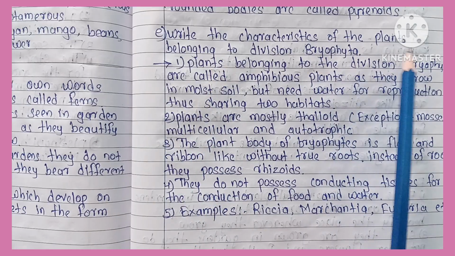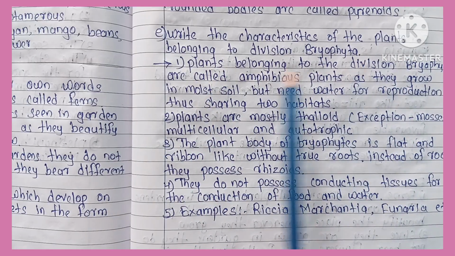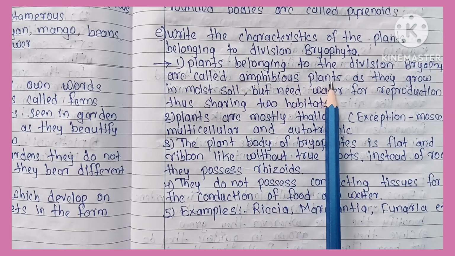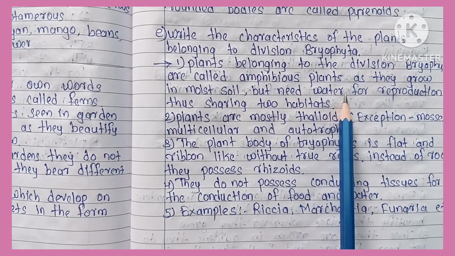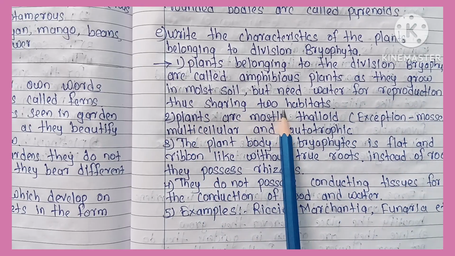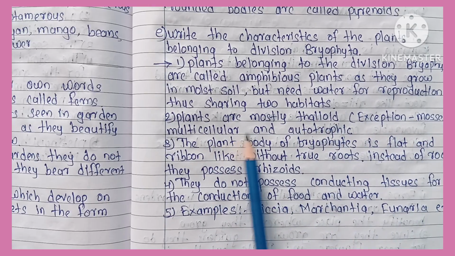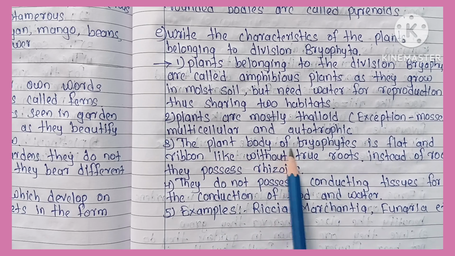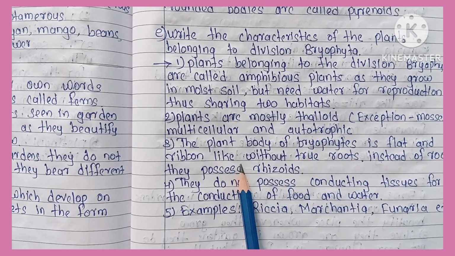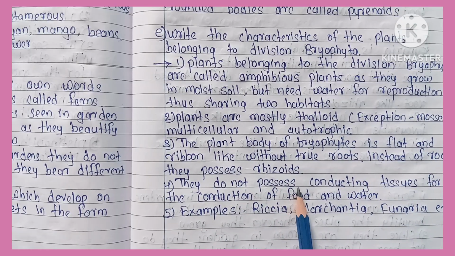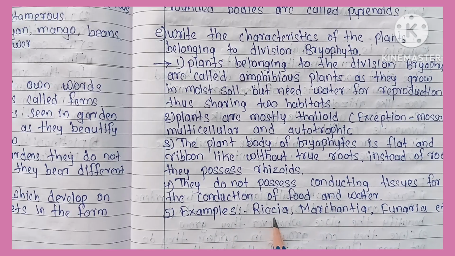Question, write the characteristics of the plants belonging to division Bryophyta. Answer, plants belonging to the division Bryophyta are called amphibious plants as they grow in moist soil but need water for reproduction, thus sharing two habitats. Plants are mostly thalloid, exception mosses, multicellular and autotrophic. The plant body of bryophytes is flat and ribbon-like, without true roots. Instead of roots, they possess rhizoid. They do not possess conducting tissues for the conduction of food and water. Example, Riccia, Marchantia, Funaria, etc.